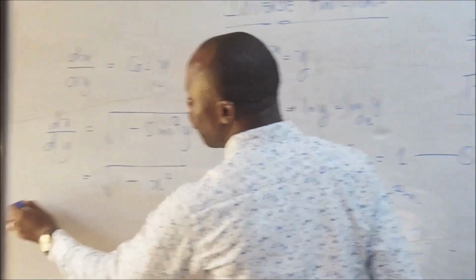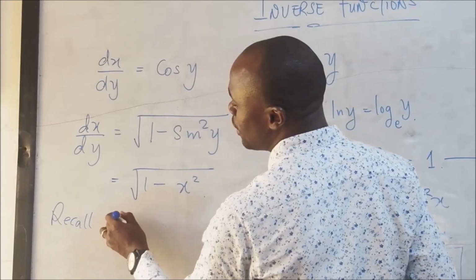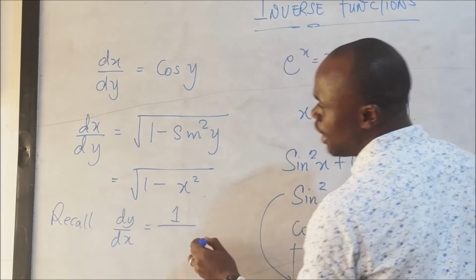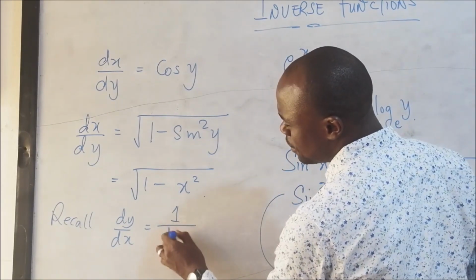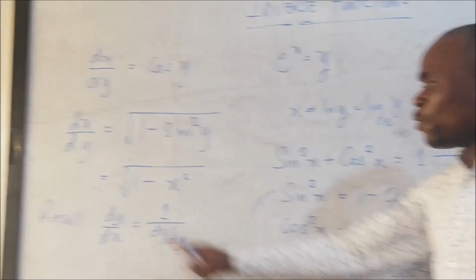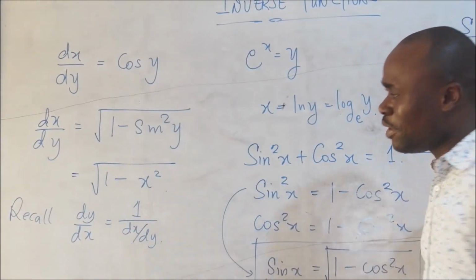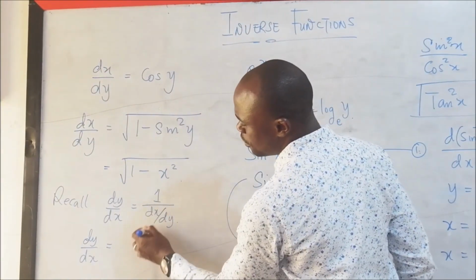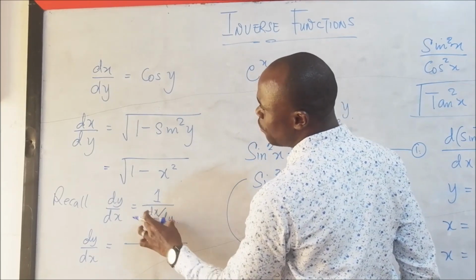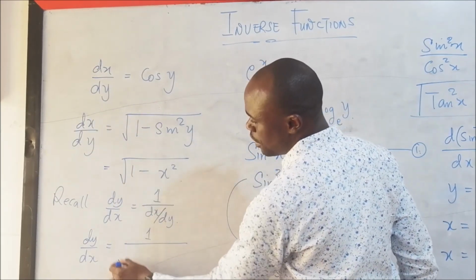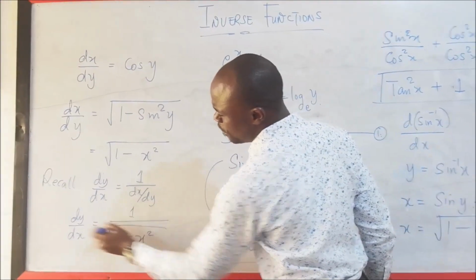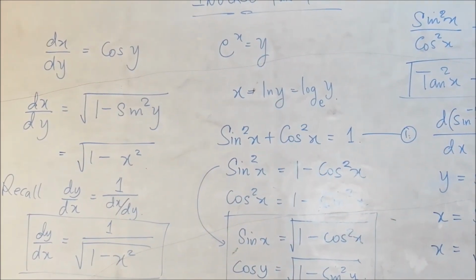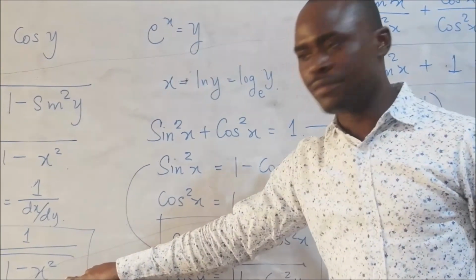And recall from my last video that dy/dx is actually equal to 1 divided by dx/dy. Very interesting. dy/dx is equal to 1 over dx/dy. So that means my dy/dx is going to be equal to 1 divided by dx/dy, and the dx/dy is all this, which is this, that is the square root of 1 minus x squared. So that means anytime you are told to differentiate sin inverse of x, this is what you have.